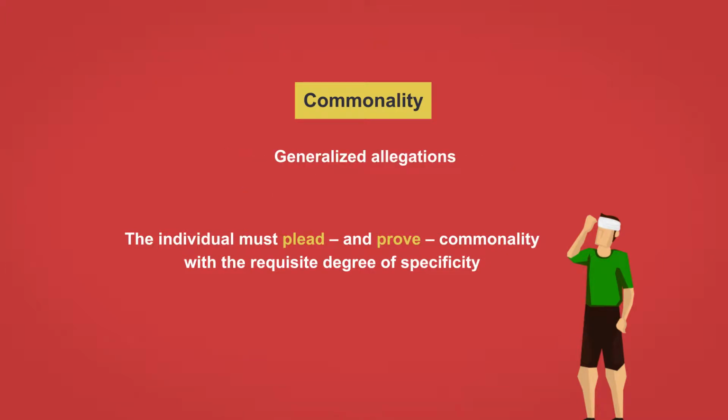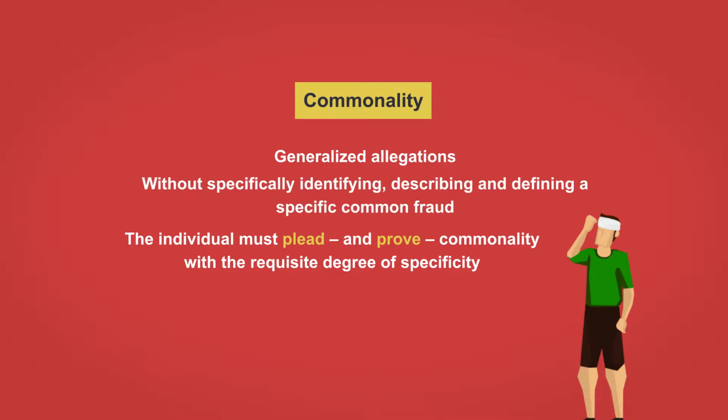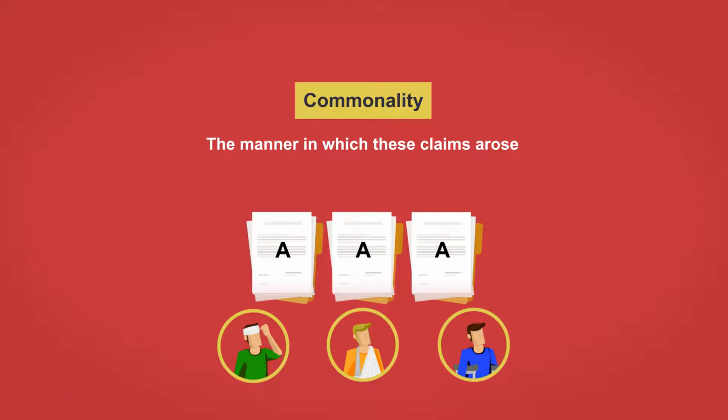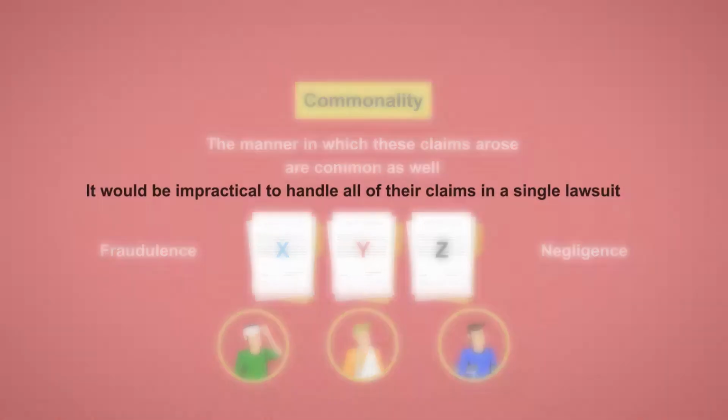Generalized allegations, such as a broad assertion that the members have been victims of fraud, without specifically identifying, describing, and defining a specific common fraud that the class members were all victims of, will fail the commonality requirement. The class members must demonstrate not only that they have common claims, but that the manner in which those claims arose, such as allegedly fraudulent behavior of a corporate entity or negligent misrepresentations of a manufacturer, are common as well. If the injuries suffered by the plaintiffs are so different that they cannot be described with this level of commonality, it would be impractical to handle all of their claims in a single lawsuit.